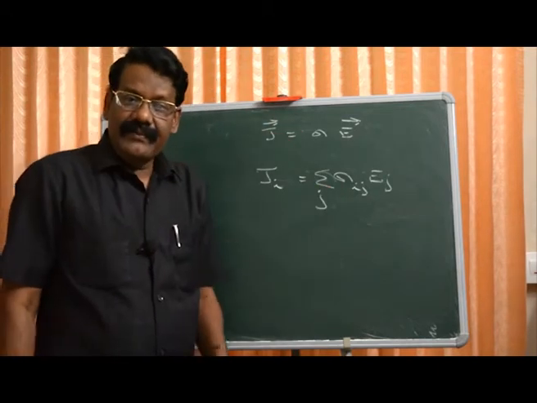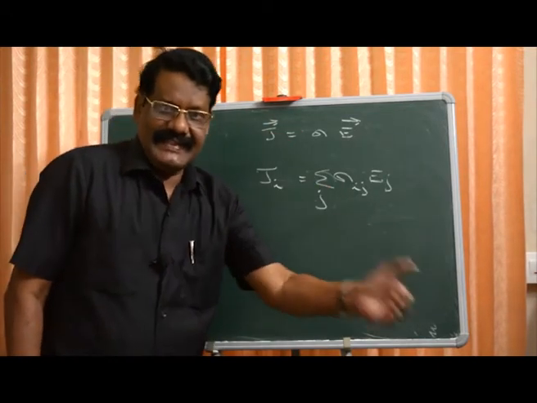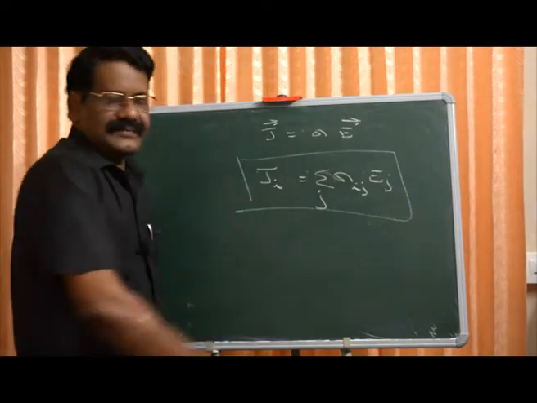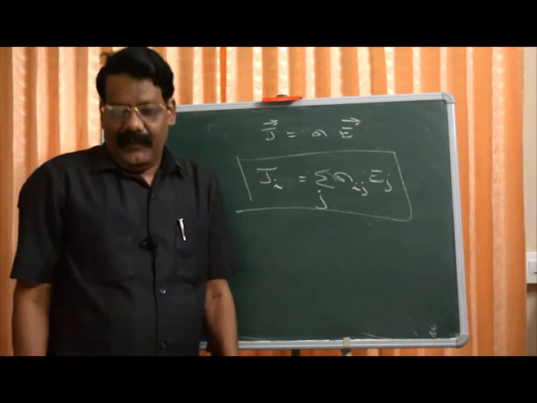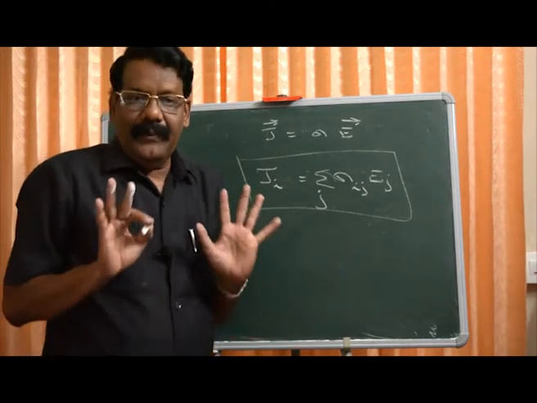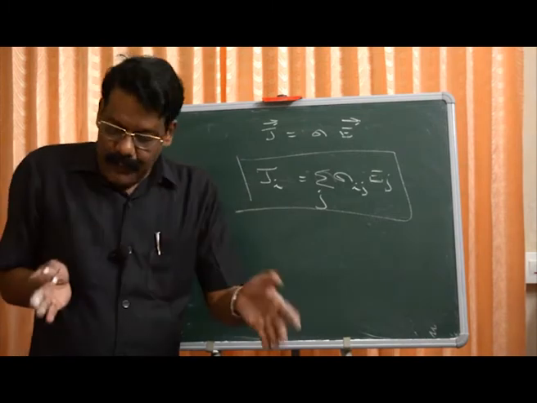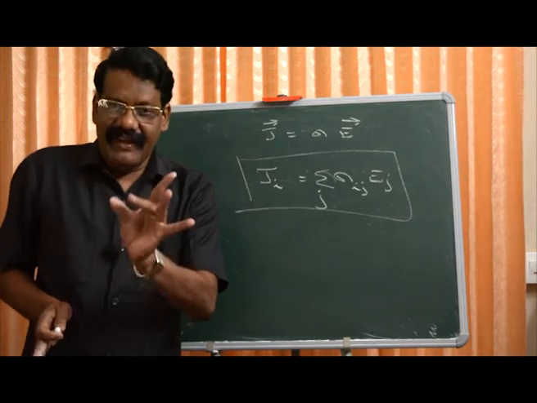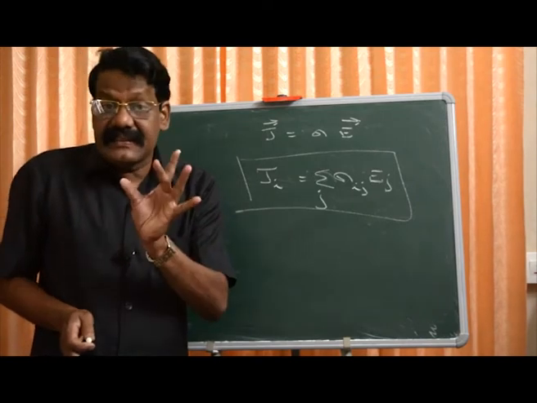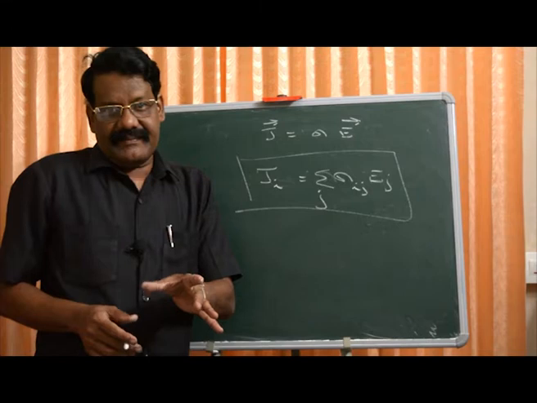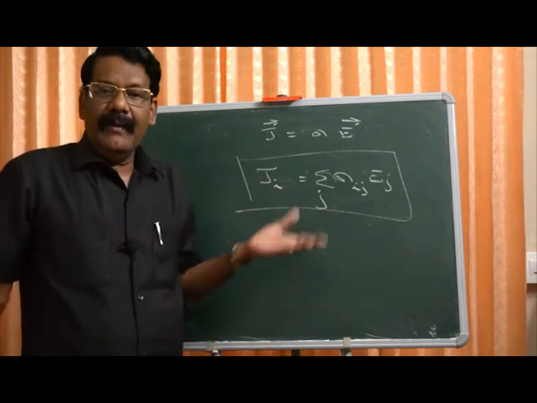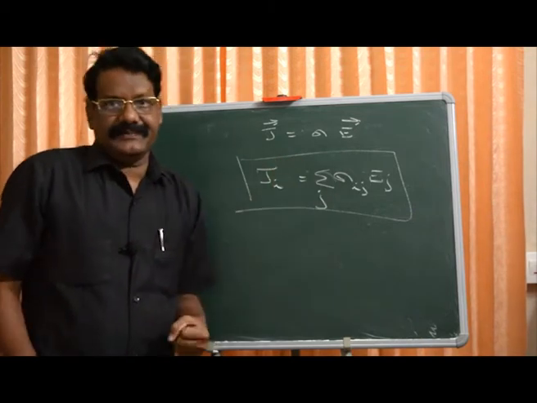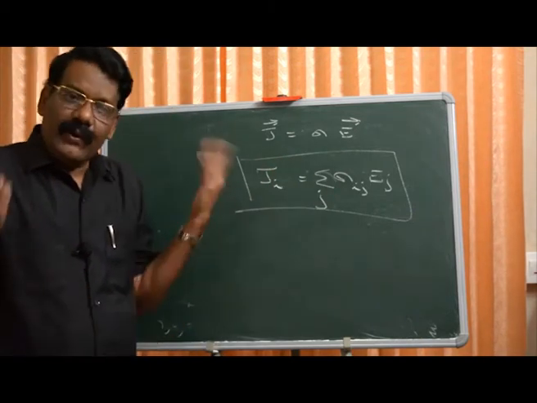J runs from X, Y, Z. Correct? So this is another example. Correct? Wherever you want to couple between two vectors in different directions, definitely the tensor will come into play. And this tensor nature is actually due to the anisotropic nature of the material. Let me go to another example.